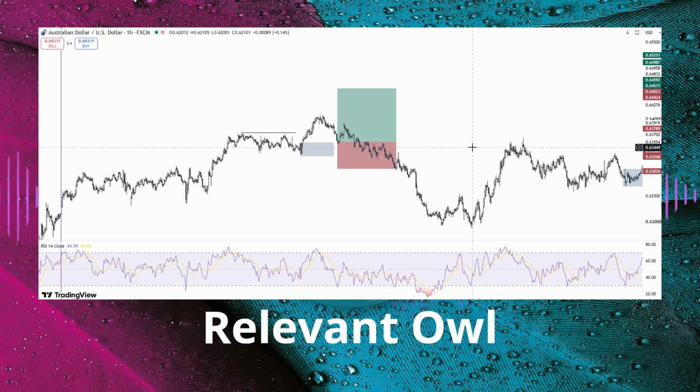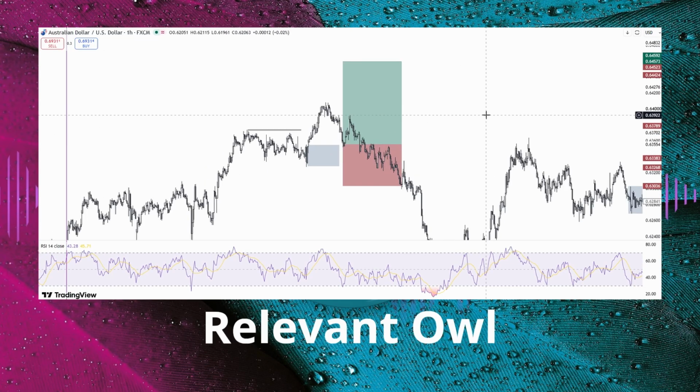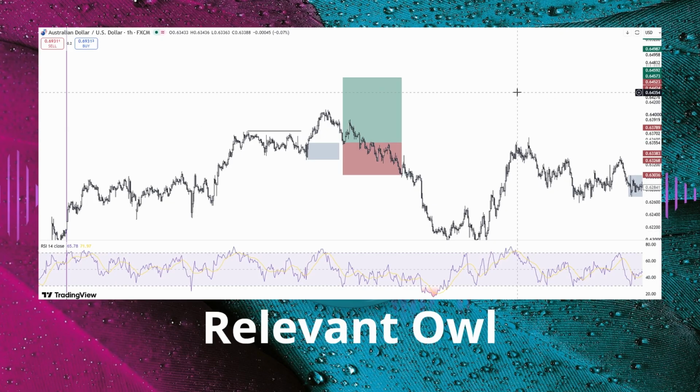It's very simple. If there's anyone watching who's been in the game for a little bit longer, you're going to know that before all of this ICT, SMC stuff, the RSI was actually one of the first things that newbies were taught. So I thought it would be fun to try and work on a system that includes the RSI. So here we have the Australian dollar versus the US dollar, 1 hour time frame.